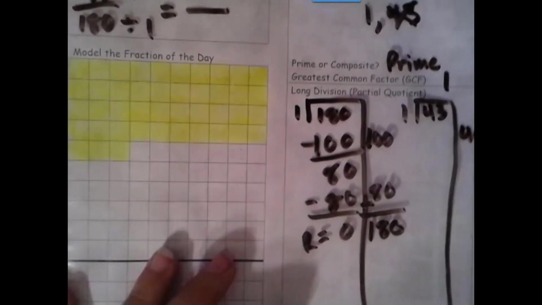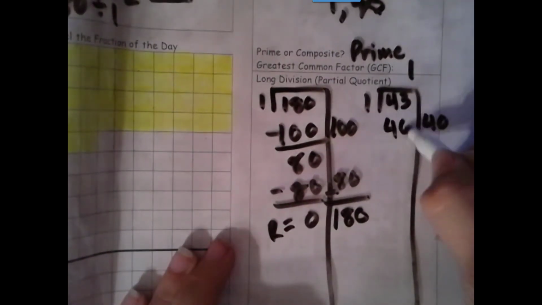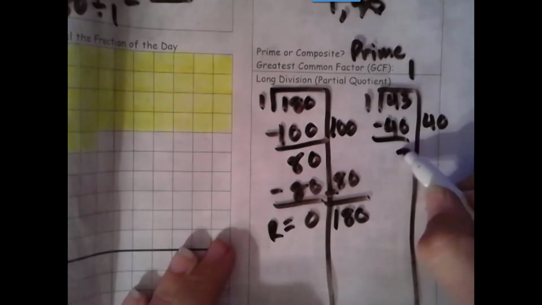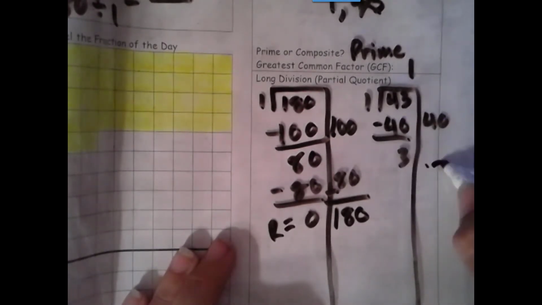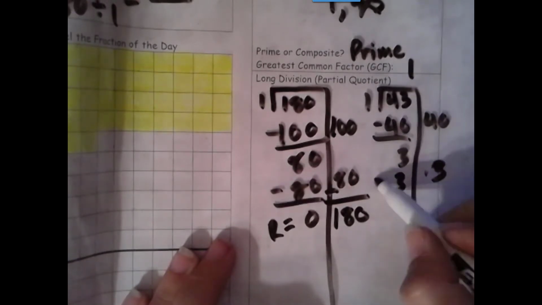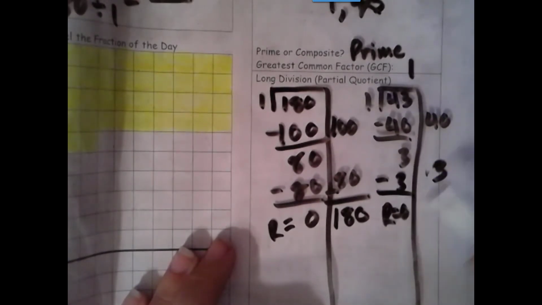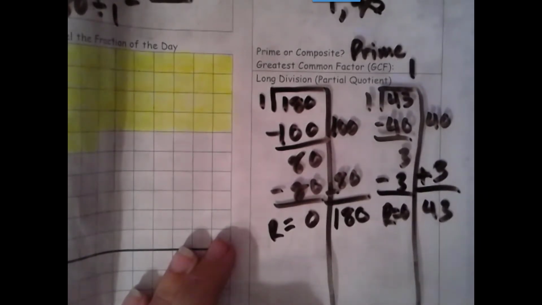Here, 40 times 1 is 40. More on top, no need to stop. Number's the same, 0 is the game. 3 times 1 is 3. Number's the same, 0 is the game. Add those partial quotients together. 40 plus 3 is 43.